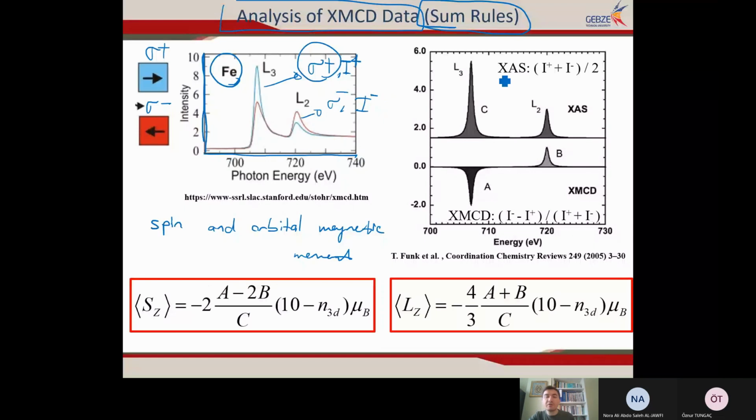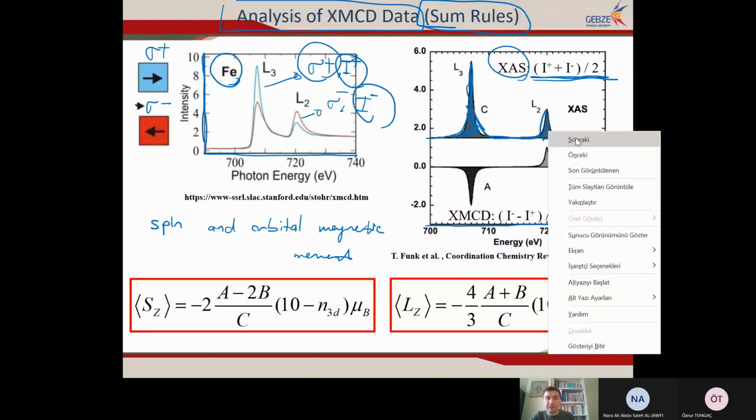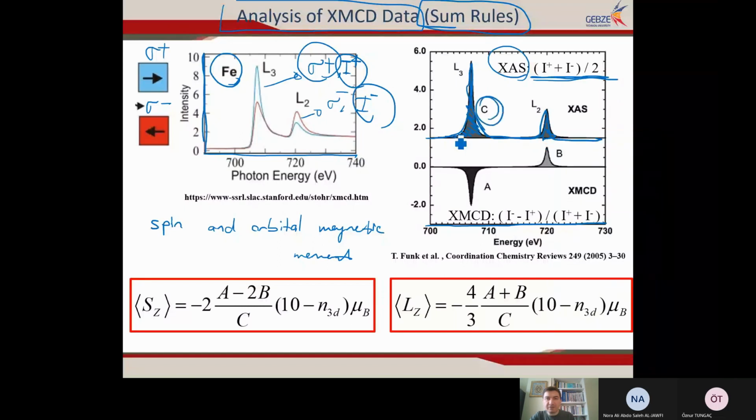If you plot these intensities in this form, as a sum, this gives us XAS. What is XAS? X-ray absorption spectroscopy. Then you have this type of behavior. Here we have the same energy range on the x-axis, and this is the XAS data. The area under this curve is called C.